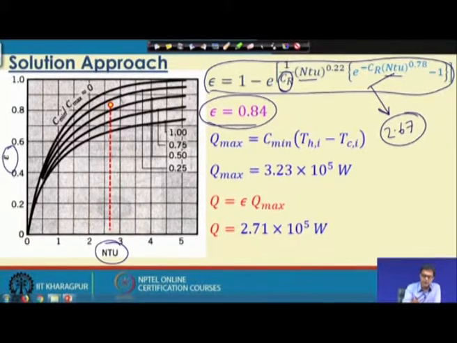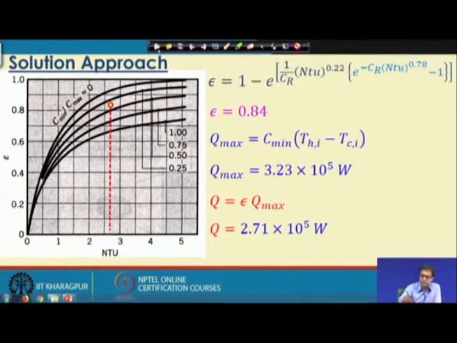We can also take help of this chart, and we can fix this NTU. This is 2 and this is NTU equals 3, in between this is 2.5. So, 2.67 will be somewhere here. So, if we go up, and also we have the Cr value known to us. The Cr, just in the previous slides we have calculated.